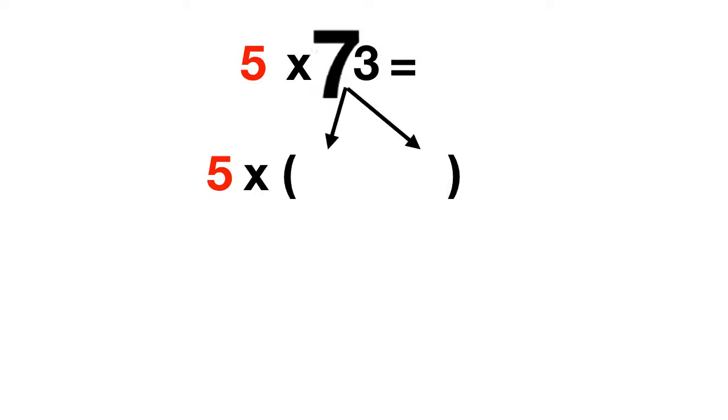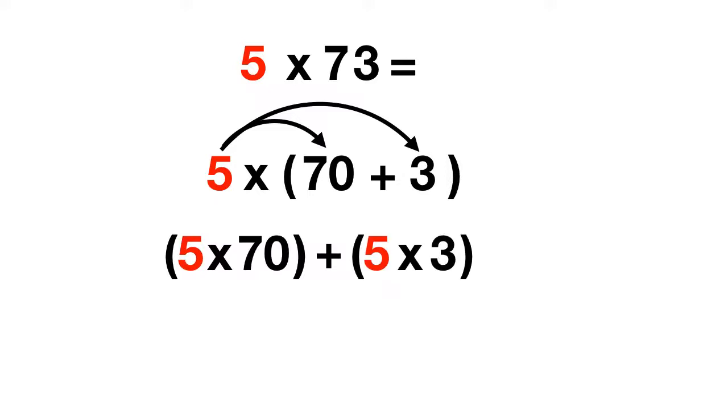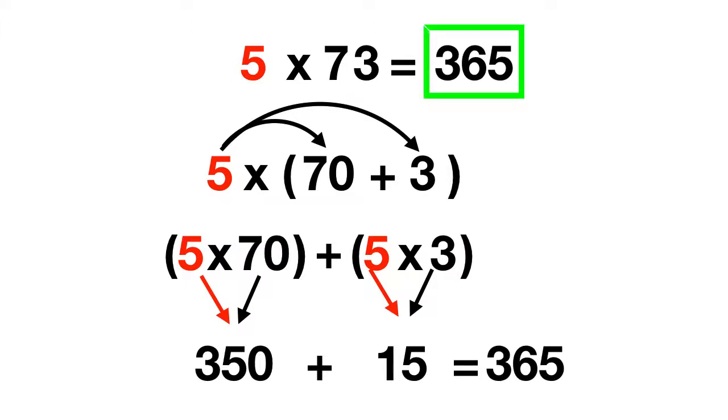Now it's time for you to practice on your own. Multiply 5 times 73 using the distributive property. Well, first you need to rewrite your problem. 5 times, in parentheses, we'll split up 73 into 7 tens, or 70, plus 3 ones, or 3. Then we can multiply 5 times 70 first. After, we'll multiply 5 times 3. 5 times 70 gives us 350. Then we'll add in 5 times 3, which gives us 15. When you add those two pieces together, you get an answer of 365.